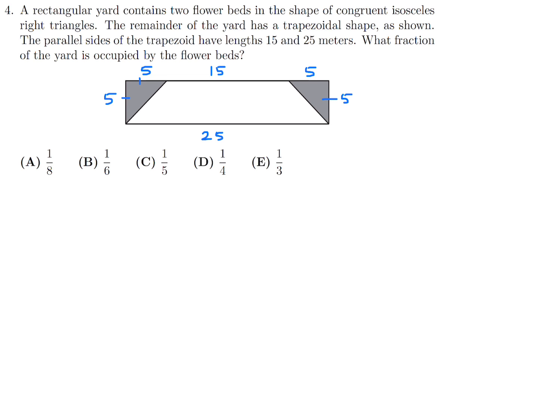So they want the fraction of the yard that's occupied by the flower beds, and the flower beds are the ones that are shaded. So there's 2 of those, and each of those has an area of 1/2 base times height, which is 5 times 5. And the total area of the entire yard is 5 times 25. So there you go, that's the fraction. So the 2 times 1/2 cancels, becomes just 1, and then this 5 cancels with that, so we're just left with 5 over 25, and that is 1 over 5. So number 4, the answer is C.